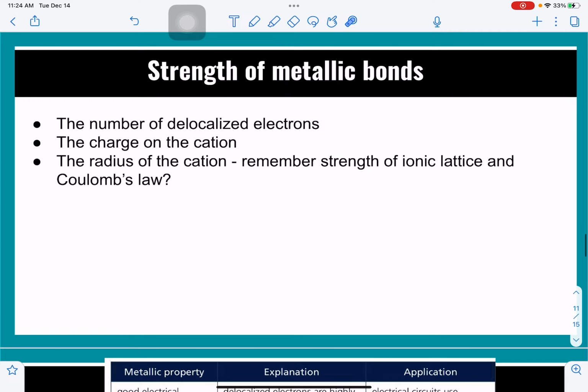The strength of metallic bonds depends on a few things. So, how many delocalized electrons we have. For instance, if you have a metal in group 3 versus group 2 versus group 1, the valence electrons will be 3, 2, and 1. You can imagine that the one that has 3 valence electrons and loses 3 valence electrons will have more delocalized electrons. So it's going to be a stronger metallic bond.